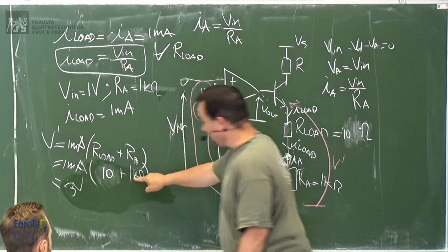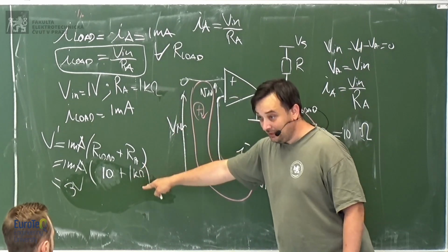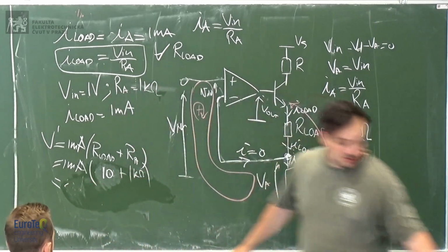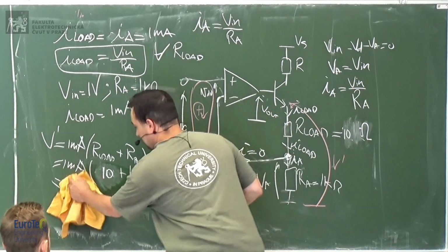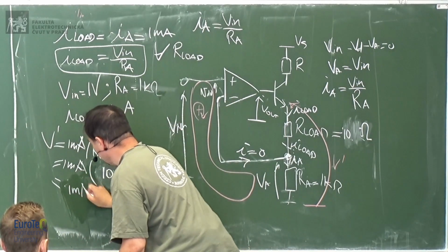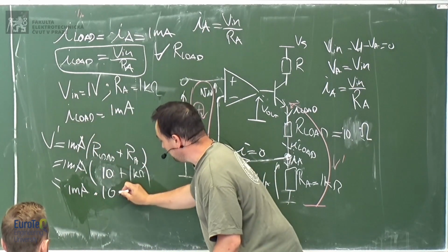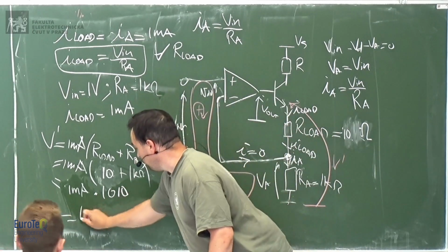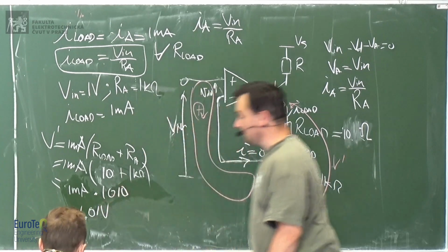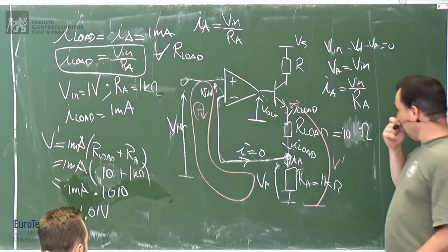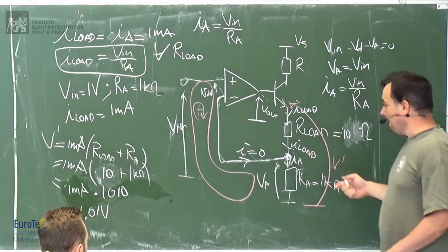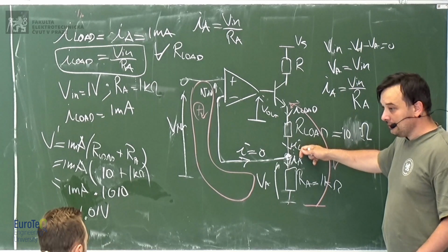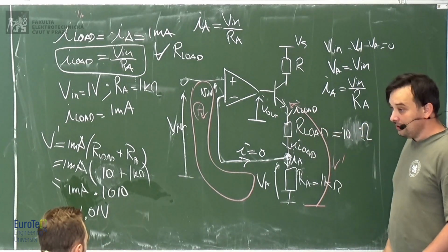I have 1000 plus 10, 1010. 1 milliamp times 1010 ohms, so it will be 1.01 volt. Okay. So you will have always 1 milliamp here if the load changes.